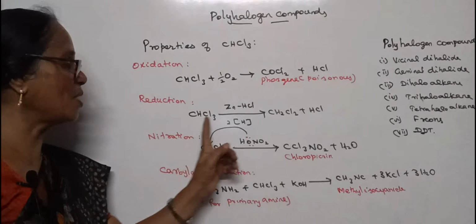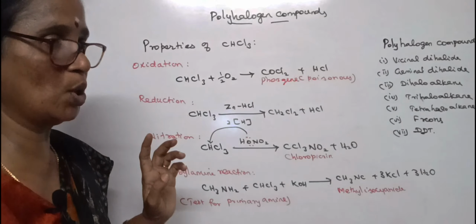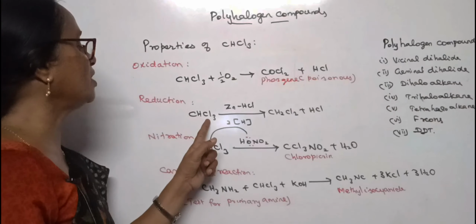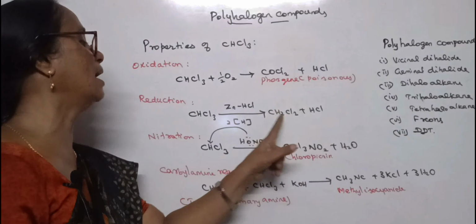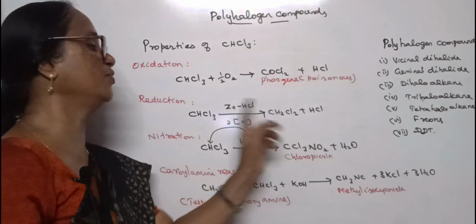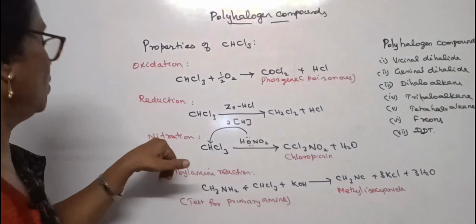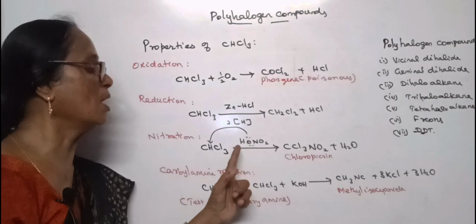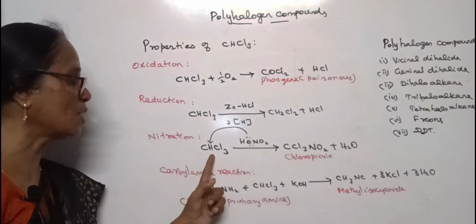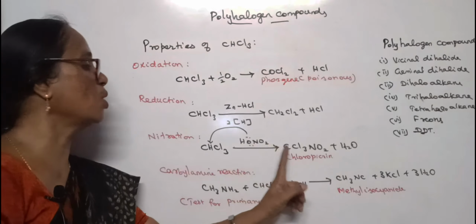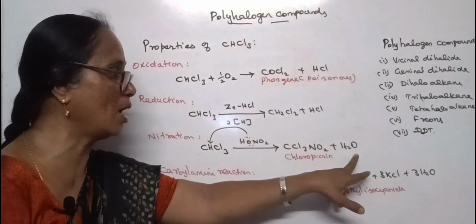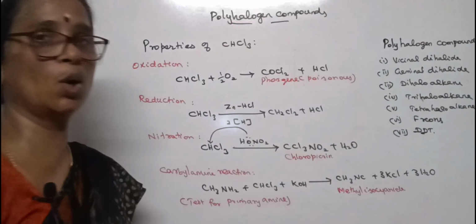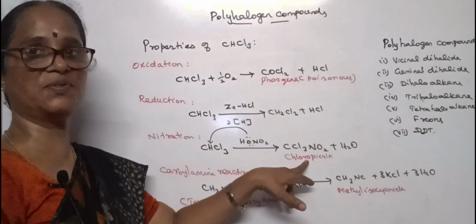Reduction. Chloroform can be reduced to dichloromethane when it is treated with zinc and HCl. One of the chlorines is removed as HCl and hydrogen is added, so it forms CH2Cl2. During nitration, nitric acid can be written as HONO2. This OH group removes the proton from the chloroform, making water with the H. So we get CCl3NO2, called chloropicrin. This is an explosive substance.